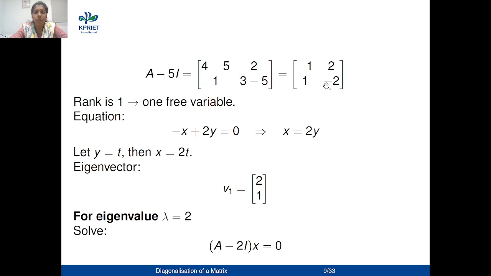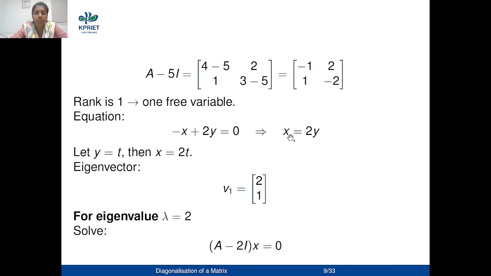So here we can find this is the matrix of order 2 by 2. After the row elementary operation, I can check the rank of this matrix is 1, which means there is one free variable. So if I consider the vector x and y here, and make it a linear equation and equate it to 0, then I'll be getting one equation: minus 1 into x plus 2 into y should be equal to 0. So from this I can find x equal to 2y.